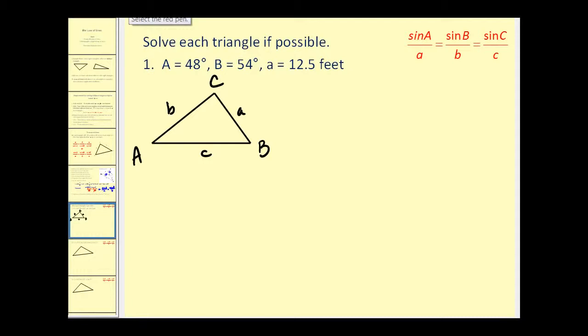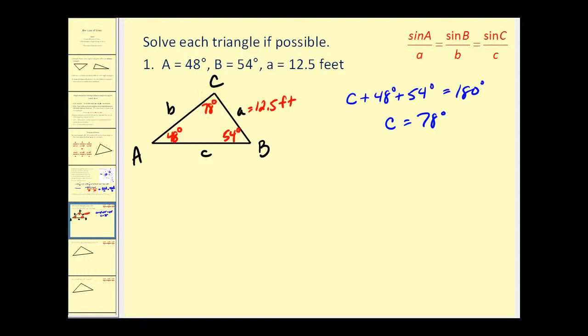Let's go ahead and record the given information. Angle A is 48 degrees, angle B is 54 degrees, and side A is 12.5 feet. Okay, before we get too excited and try to use the law of sines, we should take another look at this triangle. We know the sum of the interior angles must equal 180 degrees. So we can find the measure of angle C, since C plus 48 degrees plus 54 degrees must equal 180 degrees. So the measure of angle C is equal to 78 degrees.